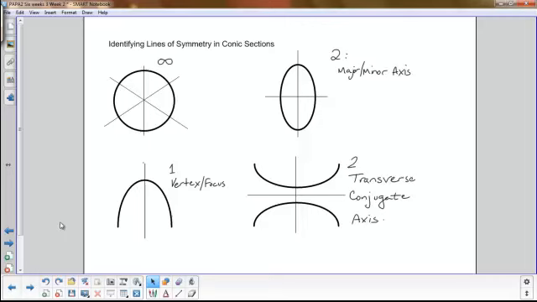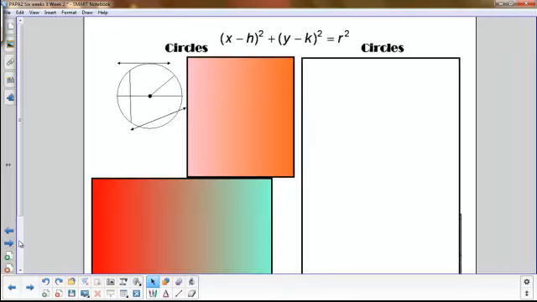Please use the pause button as much as you need for this. I know that there'll be a lot of writing and I'm going to move through each slide relatively quickly, so make sure that you have all the information you need before moving on. Alright, we'll begin with our first conic section, which is the circle. Please make sure that you fill in all of the missing details, including all of these notes that are underneath each one of these rectangles.